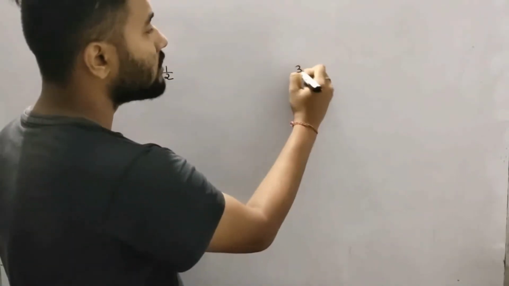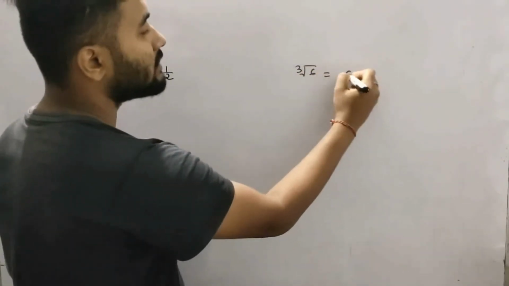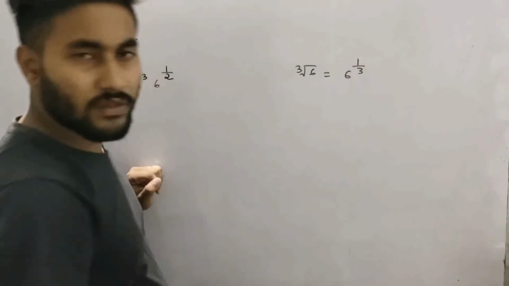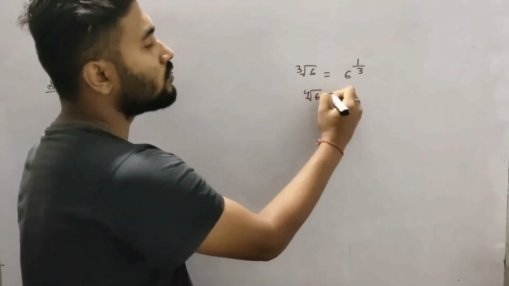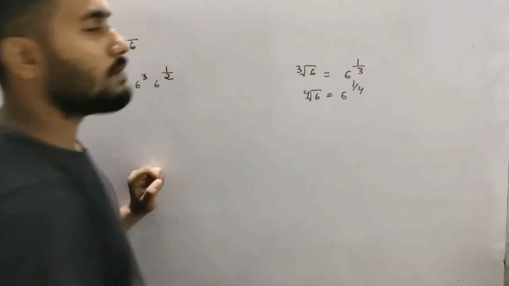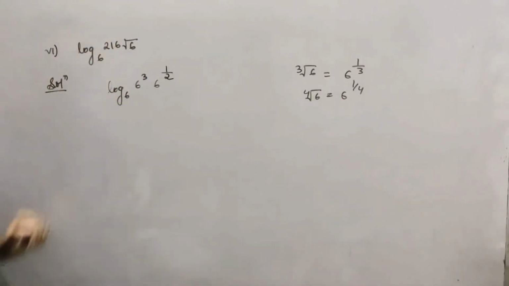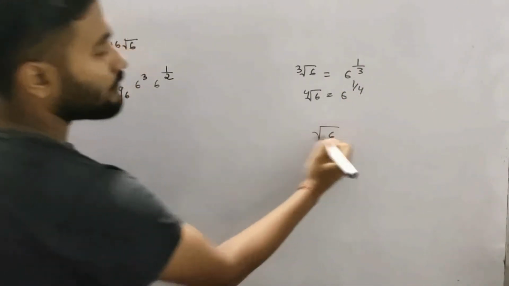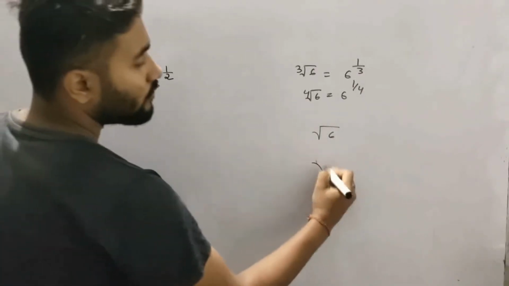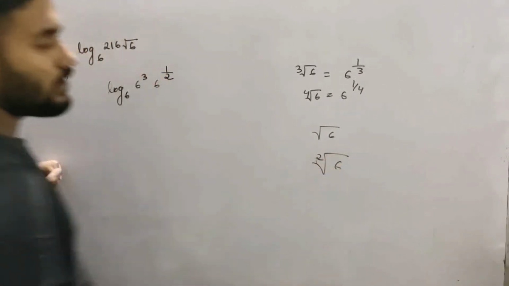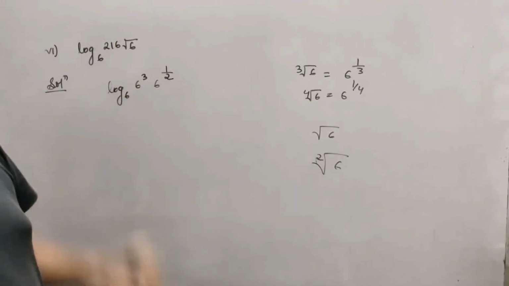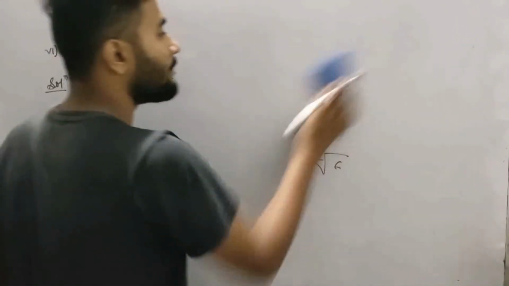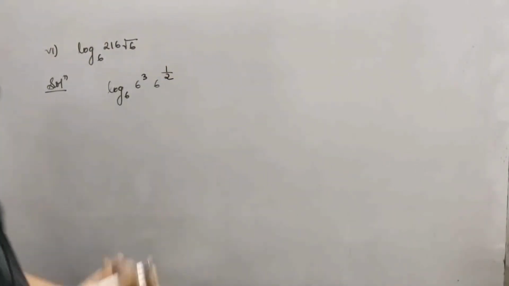If it is cube root of 6, then it will become 6 to the power 1 by 3. If it is fourth root, then it is 1 by 4. So remember this one. Since it is square root of 6, we write it either in this way or like this, but we don't write the 2 over here. But there is a 2. That means 6 to the power 1 by 2. I think you know this one already.